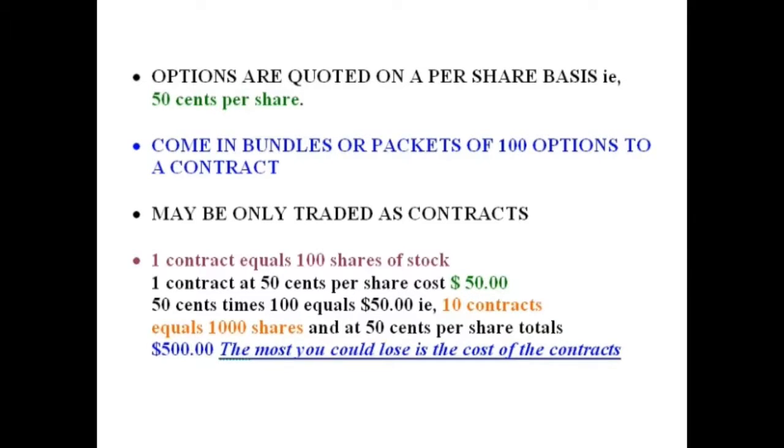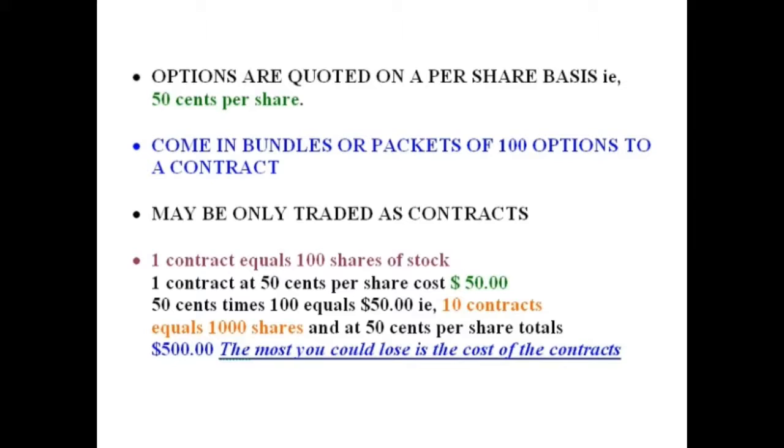Options are quoted on a per share basis. For example, 50 cents per share. Though they're quoted on a per share basis, you can only buy them in bundles or packets of 100 options. So going back to our example of 50 cents per share, one contract would equal 100 options, and 100 options controls 100 shares. So 50 cents times 100 would give us $50 for a contract.